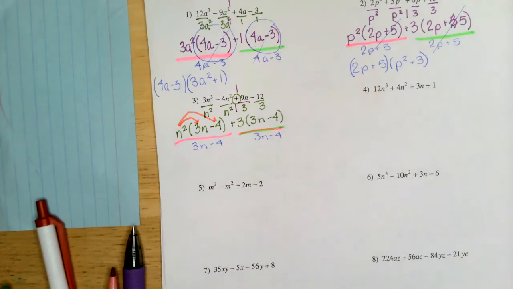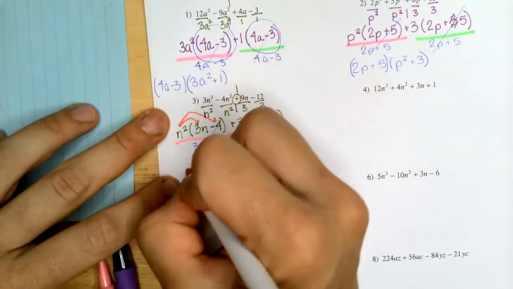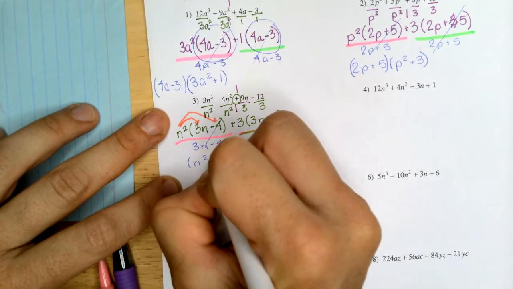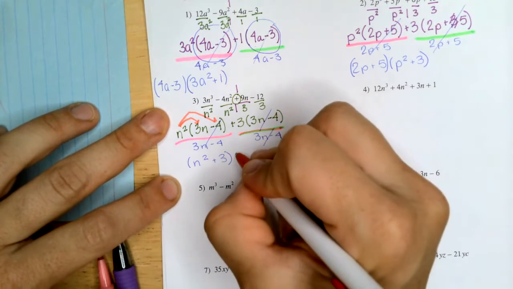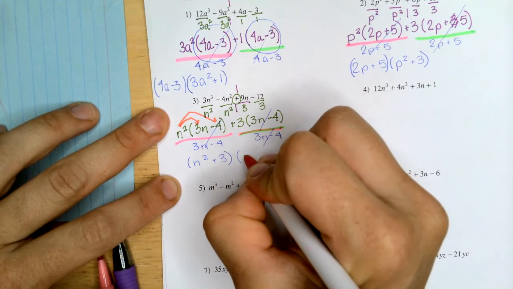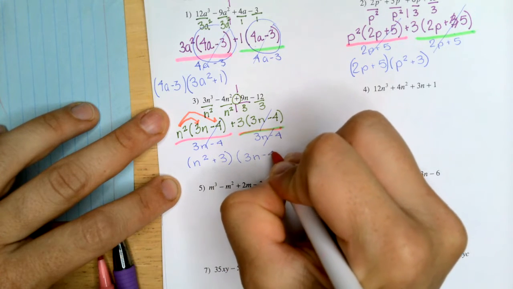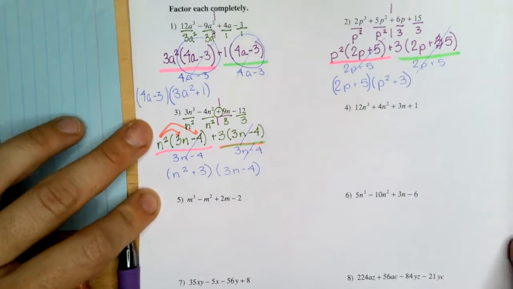What I get is n squared plus 3, just by taking the first two terms, times 3n minus 4, what I factored out. And I know I've been switching back and forth.